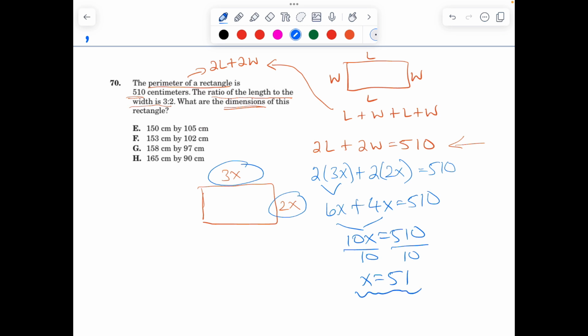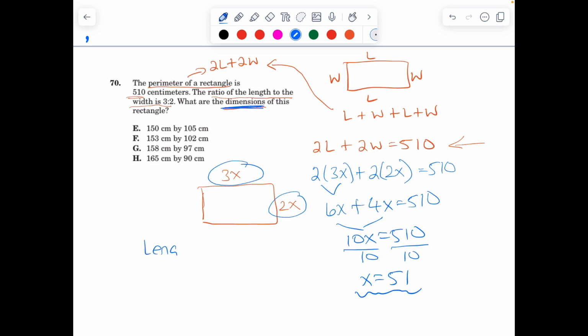Now, once you solve for x, that's not necessarily the answer to your problem. We have to go back and see what they were looking for and see if what they're looking for is represented by x. And if it's not, I have some more work to do. So they're asking me to find the dimensions, meaning the length and the width. So x equals 51 is not my answer, but it helps me find my answer.